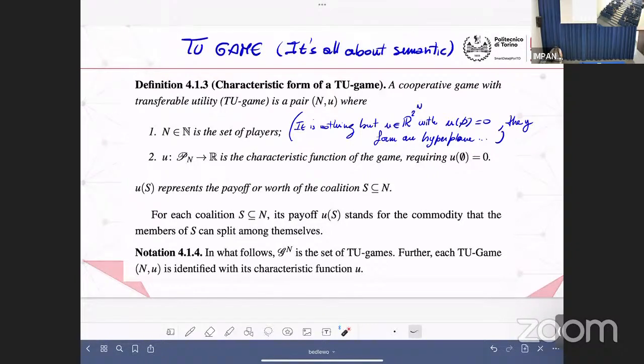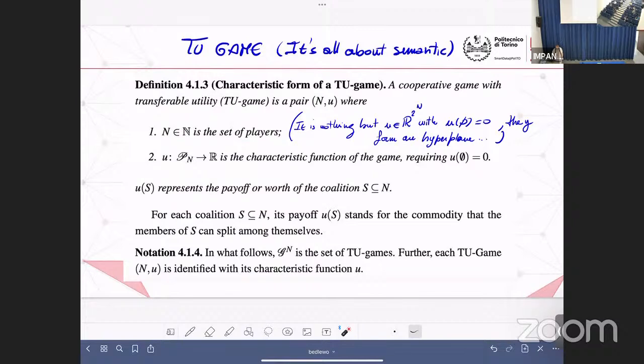If you, like me, start as an algebraist, you say, okay, it is a vector. So it's a list of numbers, nothing else. It's the interpretation that is important. From a strictly mathematical point of view, this is simply a vector whose entries are indexed by the subsets of a set. And you say you have a game if the vector has the empty set entry equal to zero.